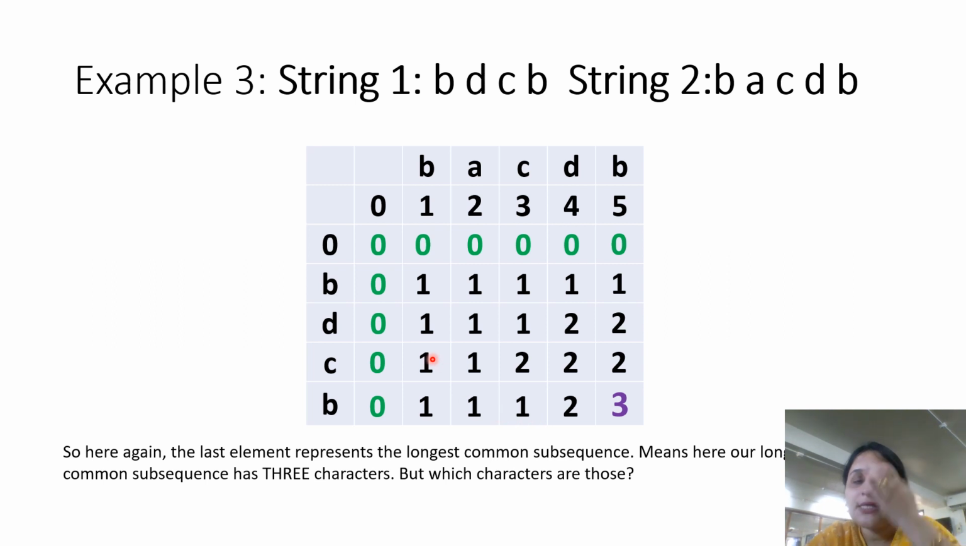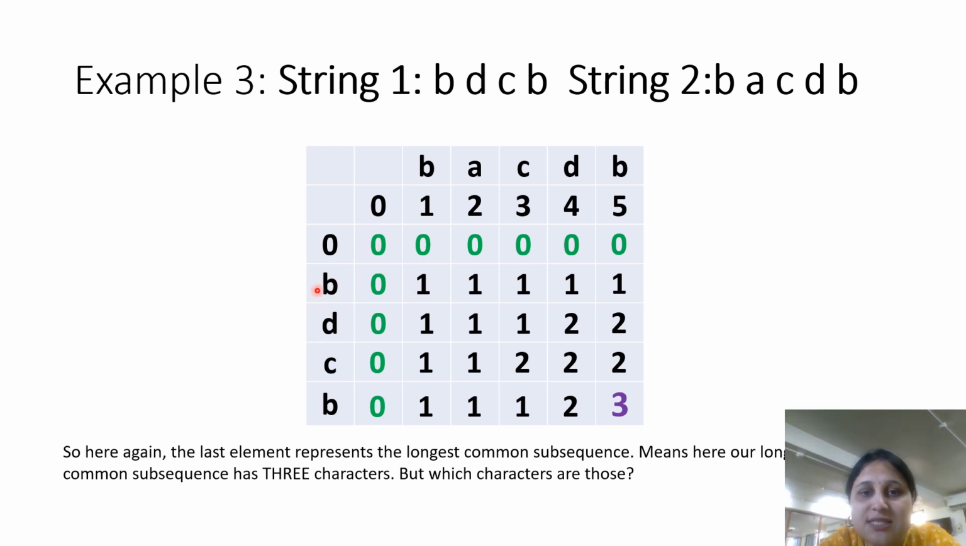Okay, now see here, students. First we'll start with this B. Is this B matching with the B? Yes. So the rule is when the character is matching, we add +1 to the existing diagonal element. Here diagonally it is 0. So 0 plus 1 is equal to 1.